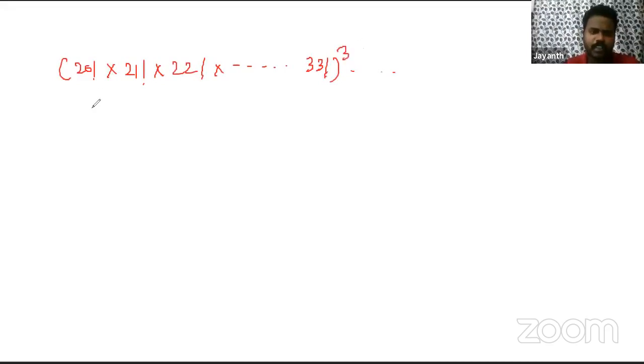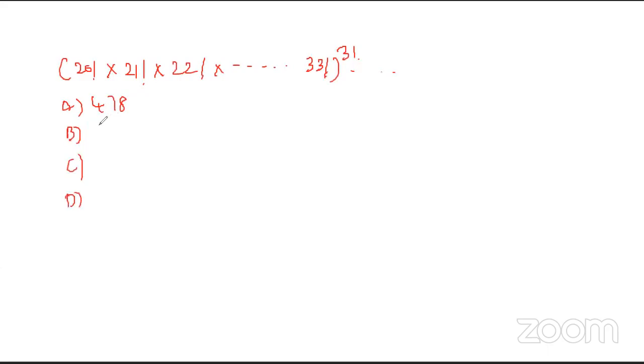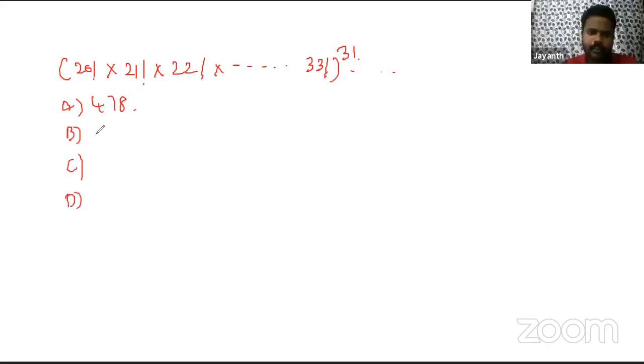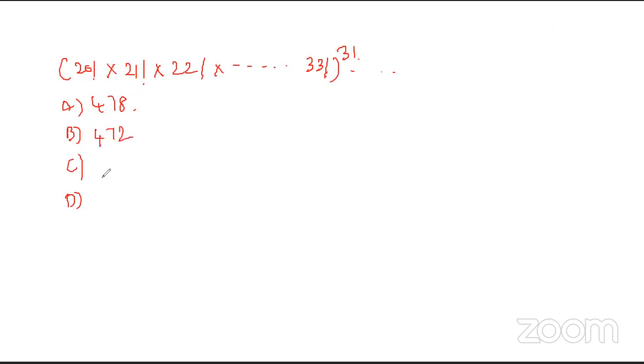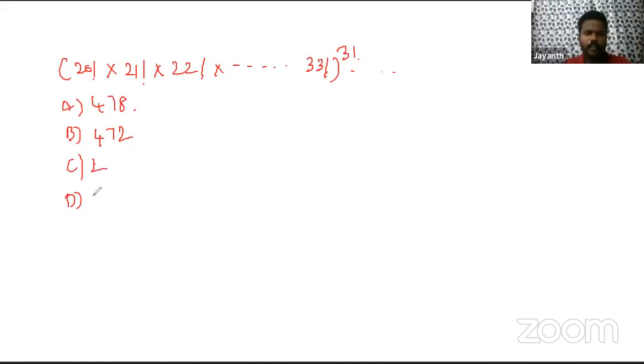Options. What are the options? I remember 478. Anybody note down the options? 478. Okay. What are the remaining options? 472, 470, 468. Okay, fine. I'll explain.